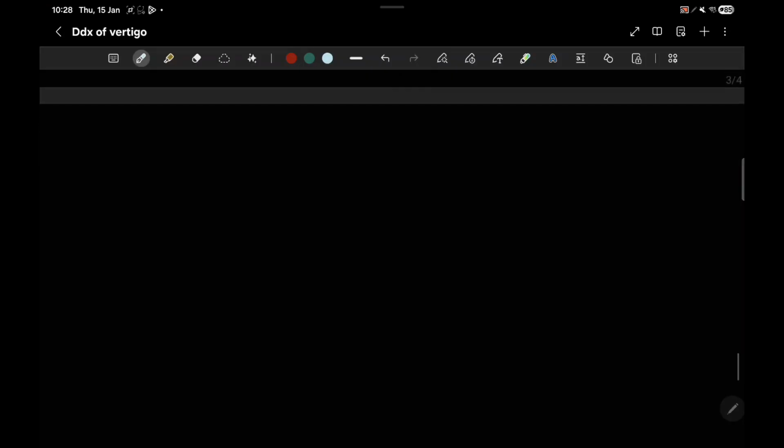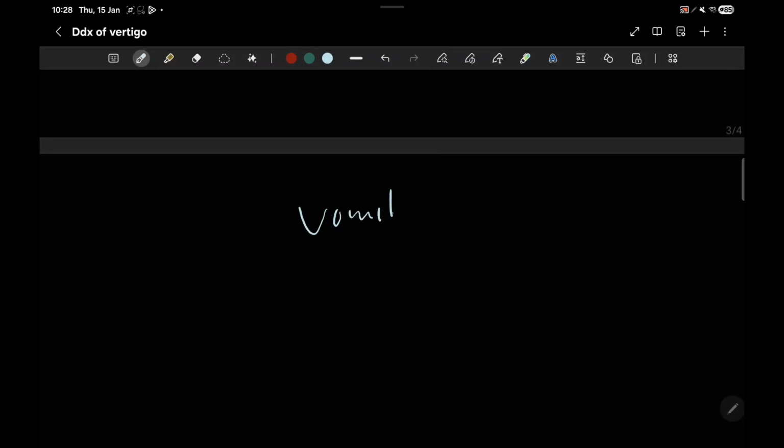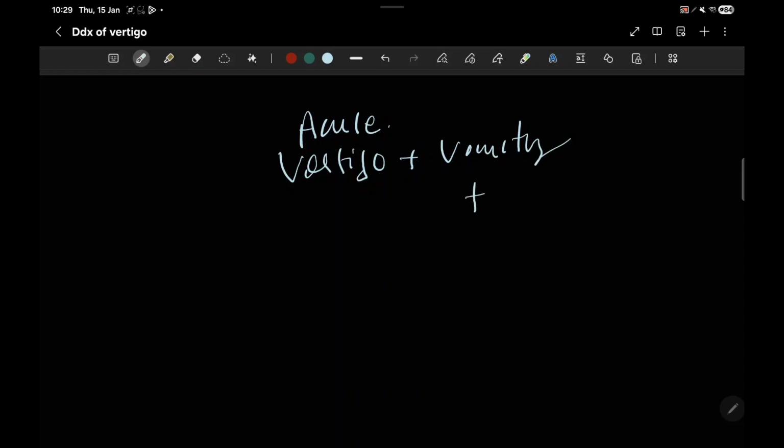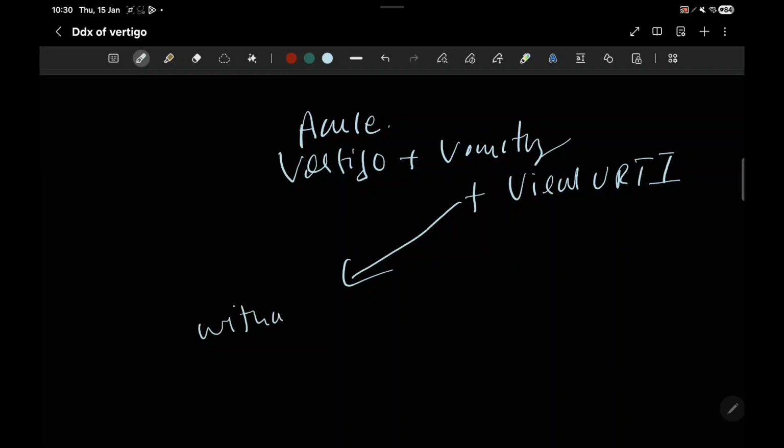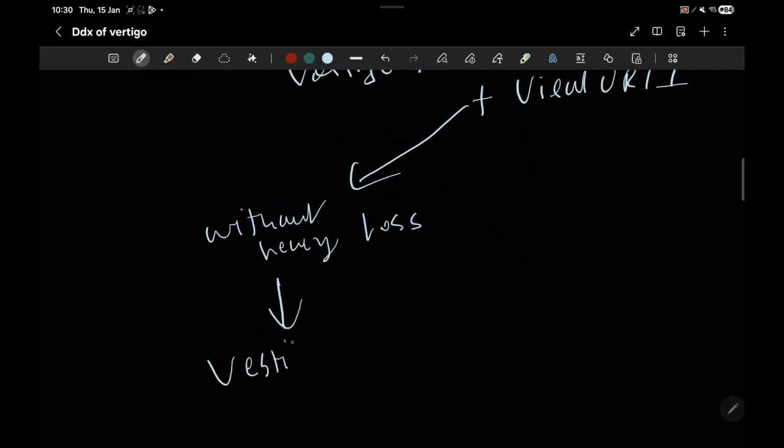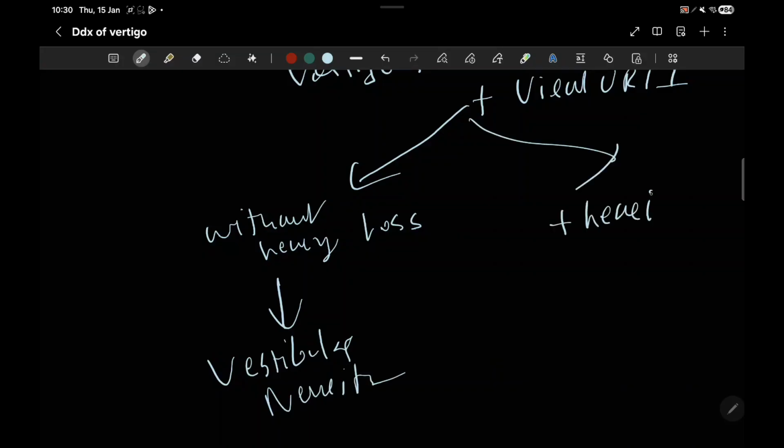Again, I'll explain it. Both vestibular neuritis and labyrinthitis will have vertigo, which is acute in nature. They'll have vomiting, and they'll have a viral upper respiratory tract infection. So how do you differentiate then? If it's without hearing loss, then it is vestibular neuritis. But if with hearing loss, then it is labyrinthitis.